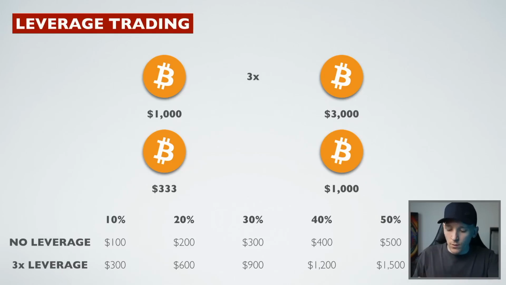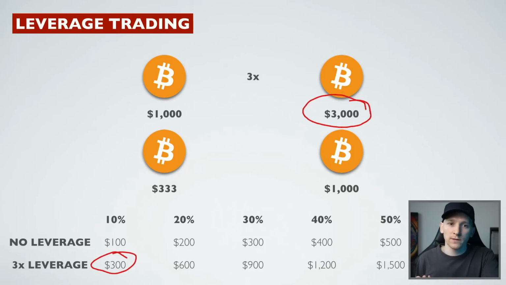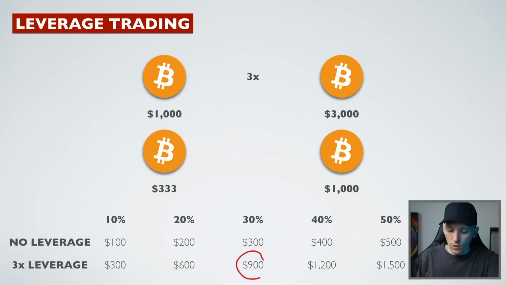So now we're trading with potentially $3,000, and that's just more money than we actually have. Now, with 3x leverage, we now have a $3,000 position, and so a 10% move is a $300 win or loss, just 10% on that position. If you can see here, this 30% move would mean a $900 win or loss on that $3,000 position.